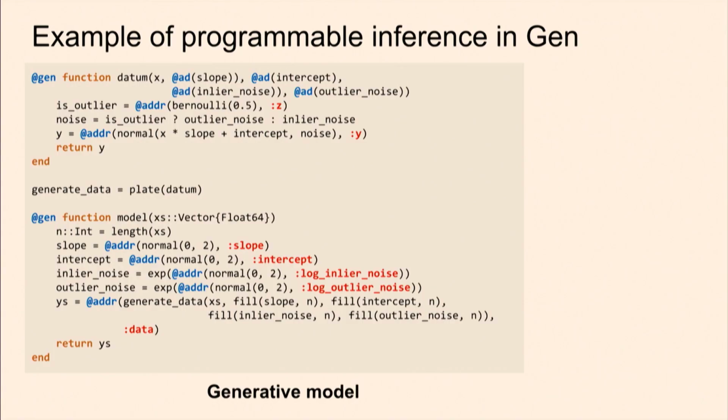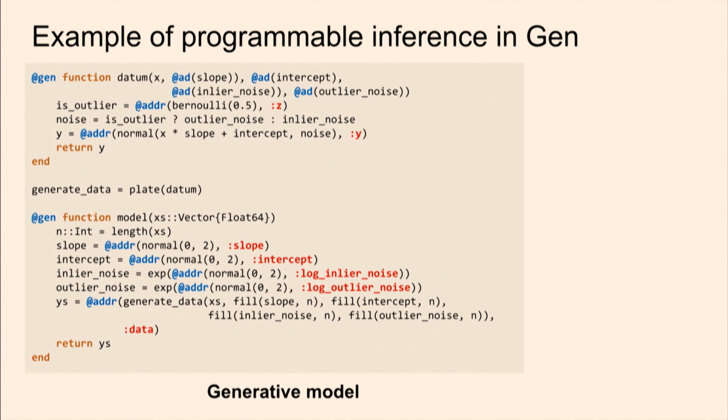So here's a generative model in Gen from which those inferences were derived. The top level of the model is this Gen function called model, which basically extends a Julia function with probabilistic semantics. This Gen function takes as input a vector of x coordinates and samples a few random variables. Those are the latent variables explaining the line and the two noise levels, one for the inliers, one for the outliers. And it gives an address, using this addr expression, to each random variable.